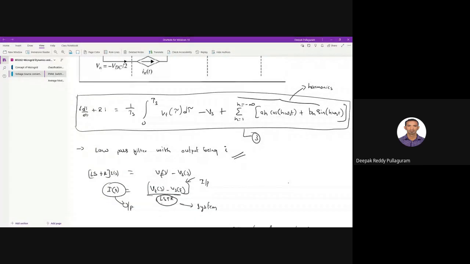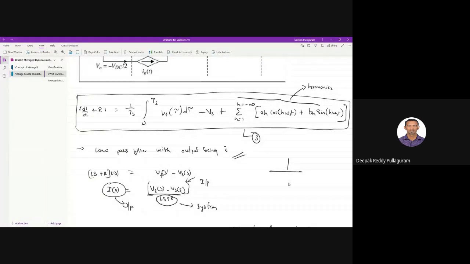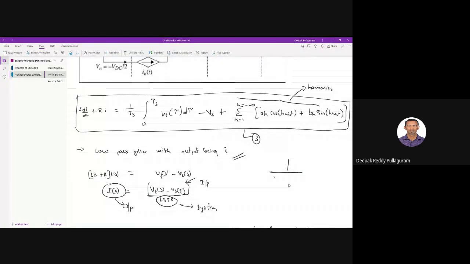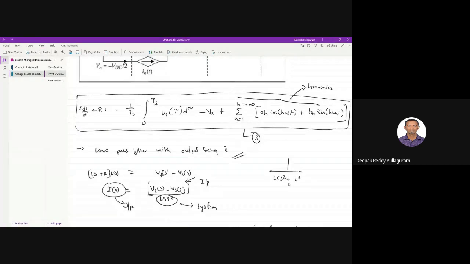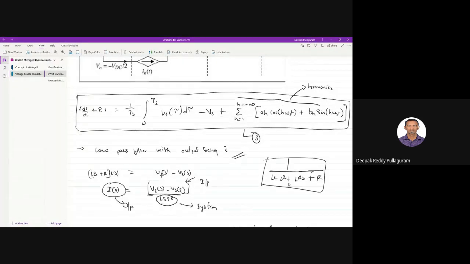So if you have some other non-linear quantities, can someone tell me? These are all interview questions. If you go for any interview in future, you may expect this question. If someone writes a transfer function like LC s square plus L/R s plus R, is this system linear or non-linear? Linear, sir. Why is it linear even though I have s square?